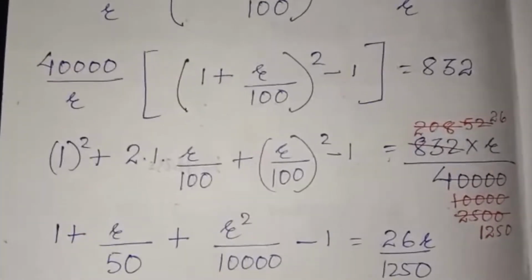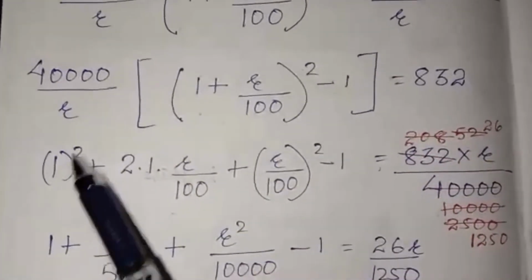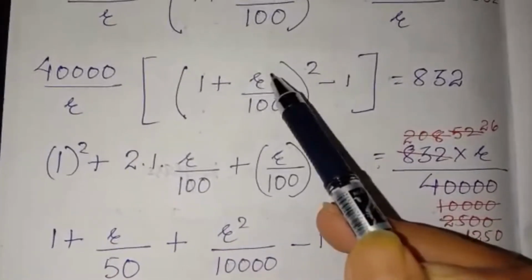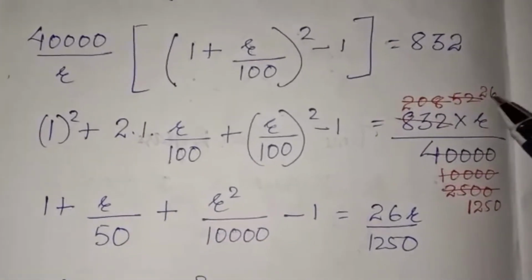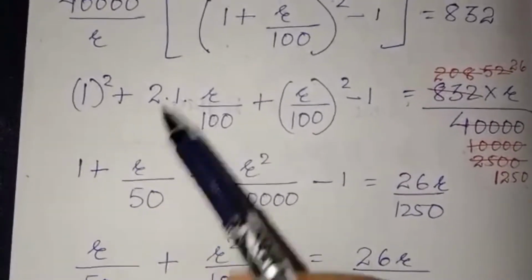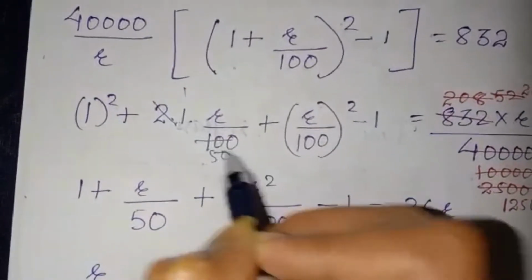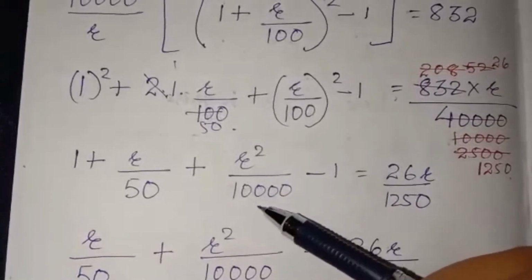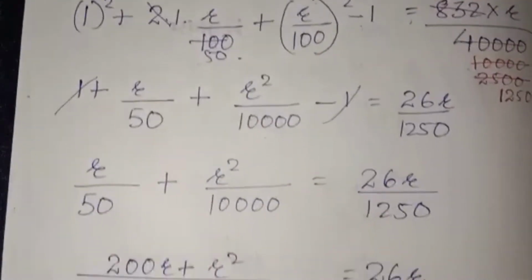So next line you'll get, here you have to use the formula of (a + b) whole square, which is a square plus 2ab plus b square. It's a formula. After expanding, minus 1 is equal to, you cancel this, you'll get 26R by 1250. So 1 square is 1, plus 2 1s are 2, or you cancel this, 2 1s are 2, 2 50s are 100. So R by 50 plus R square by 100 square, which is 10,000, minus 1. Cancel this 1 since they have opposite sign.